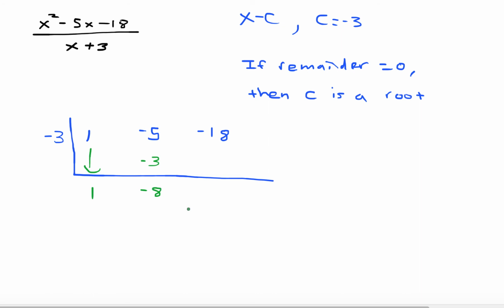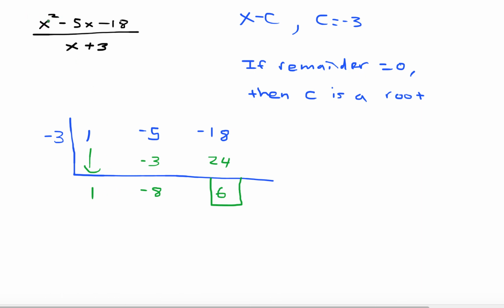And then we just repeat this. We multiply. So negative 3 times negative 8 is positive 24. And then we add these together to get positive 6. This is the remainder. The last entry is always going to be the remainder. Well, if this is the remainder, then what do these two numbers equal? These two numbers are the coefficients of the quotient, but it has to be 1 degree less.